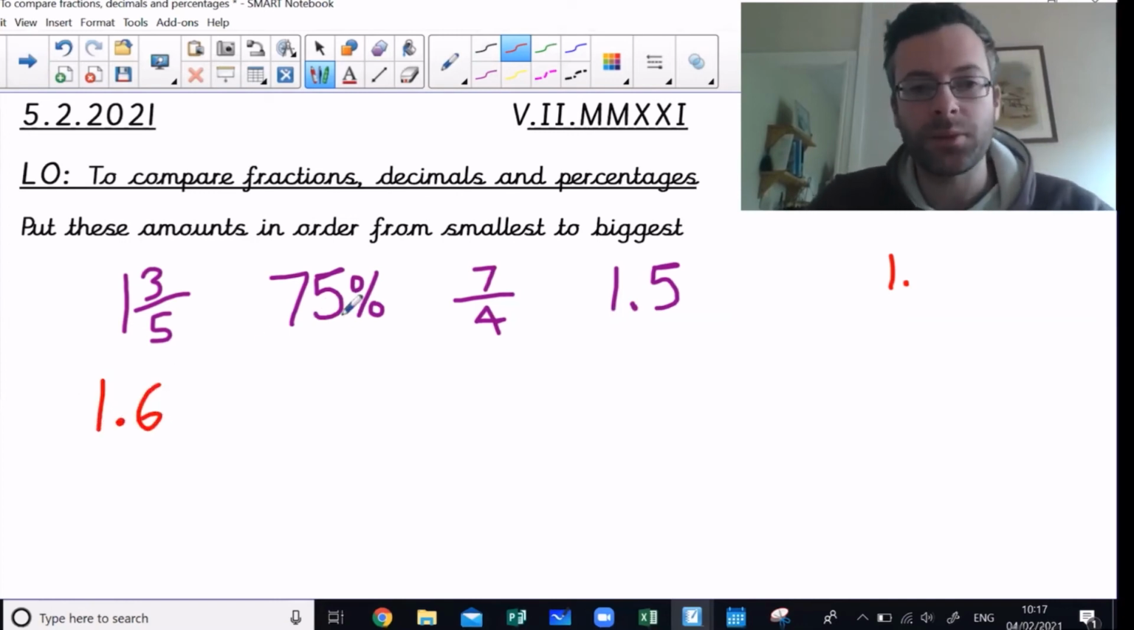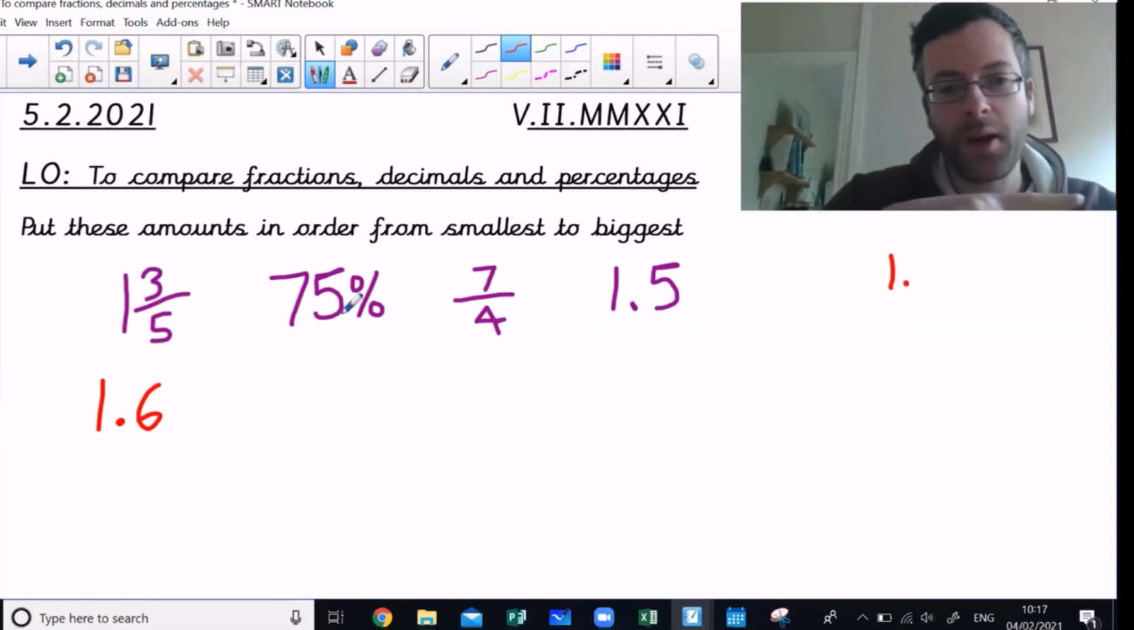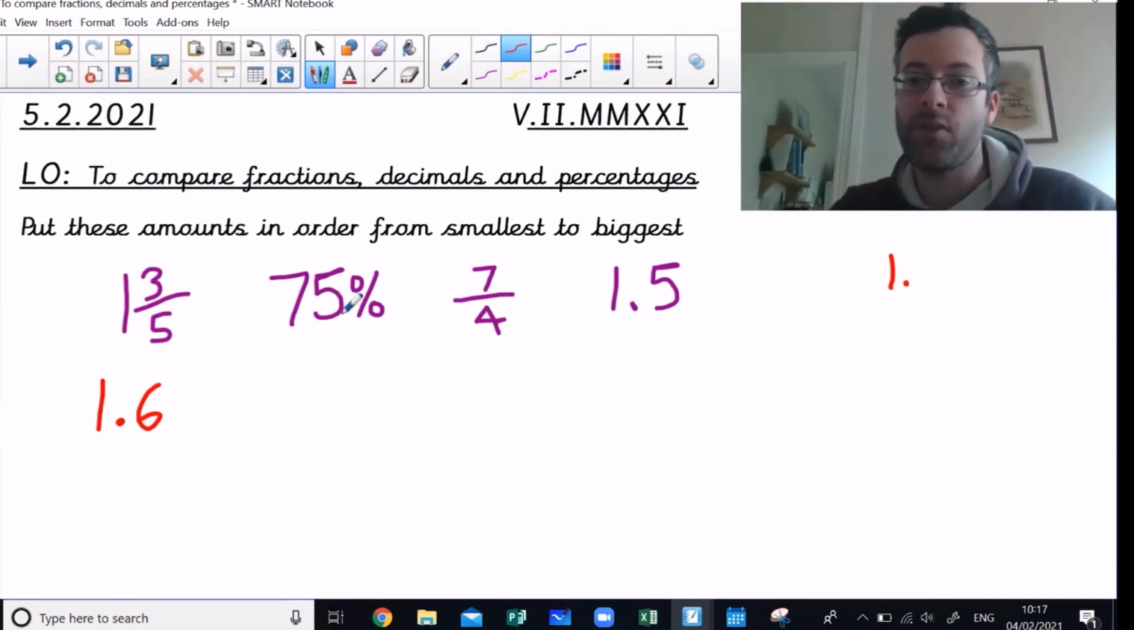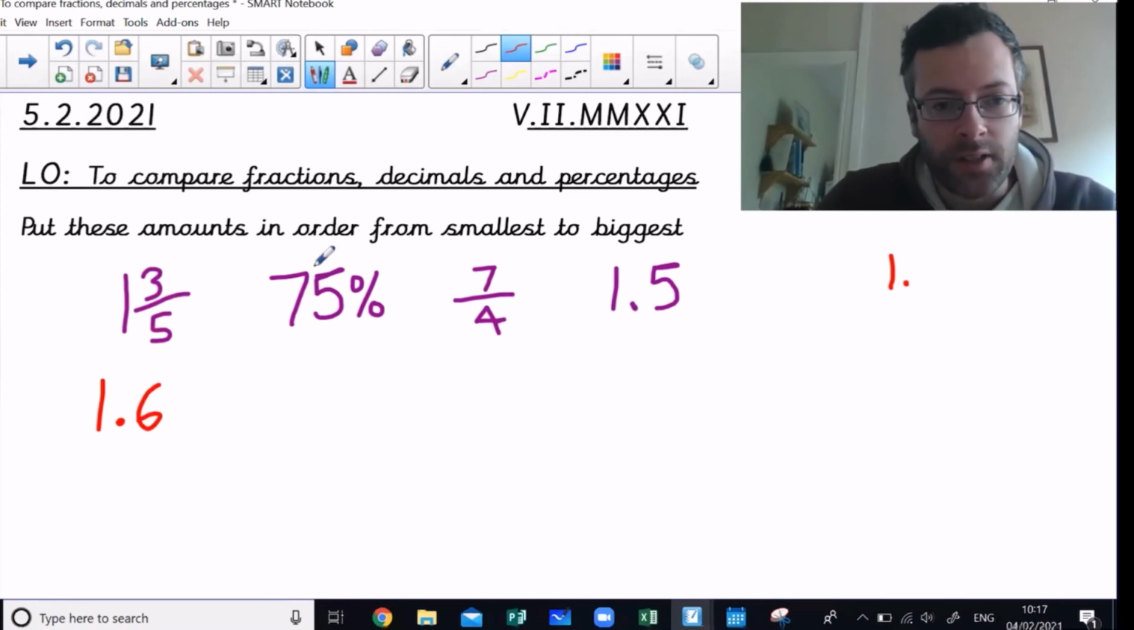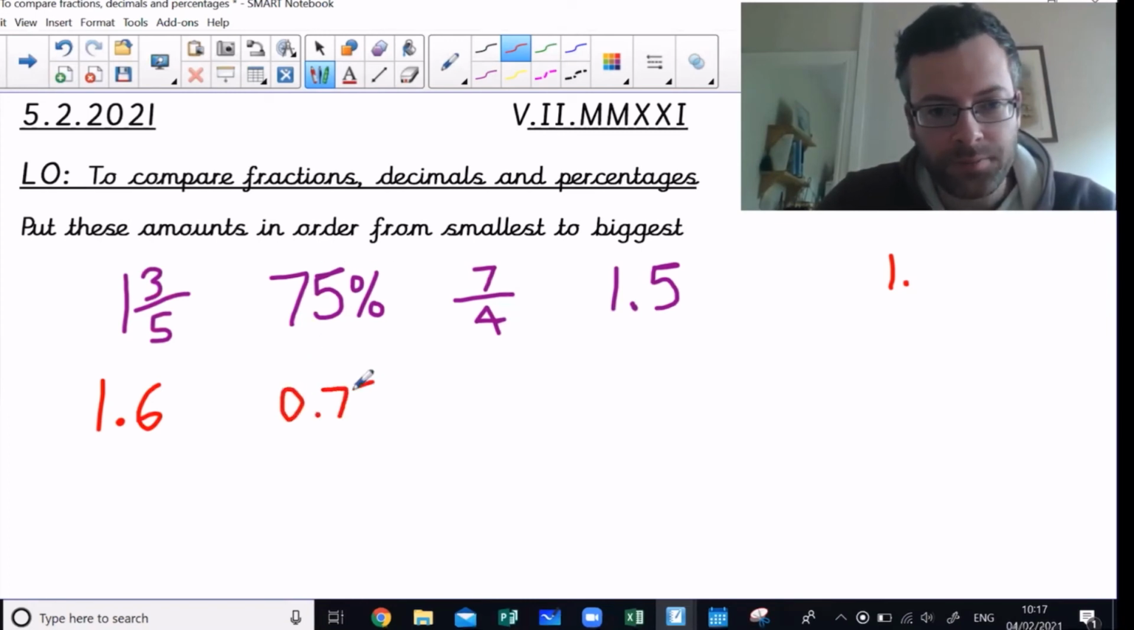75%, well, to convert that to a decimal, if we were multiplying by 100 to make it a percentage, then we just do the inverse. We divide by 100. So they're both going to move down 2 and get to 0.75. Now 7/4, I'll do that over here.